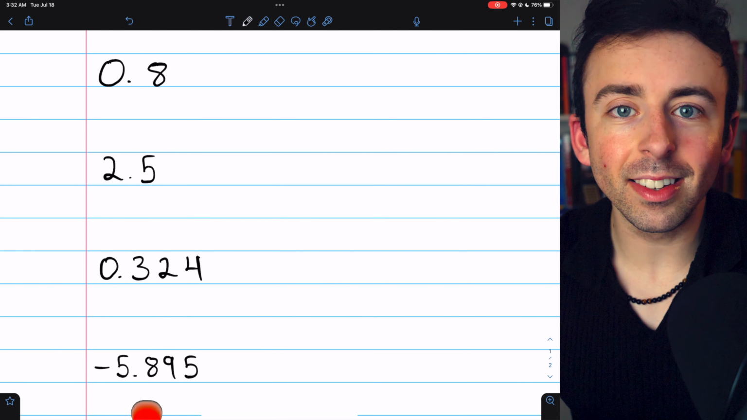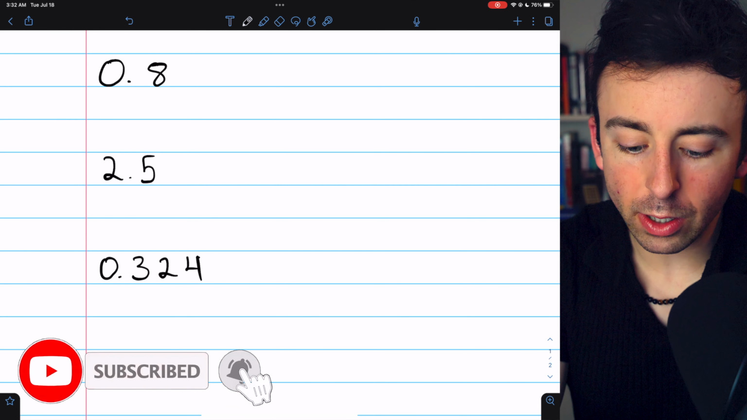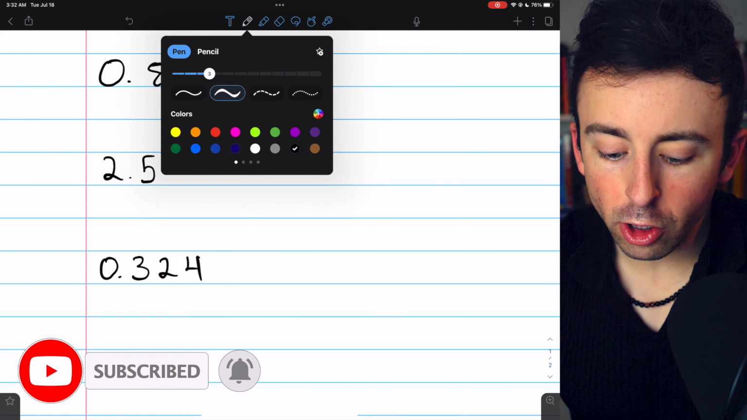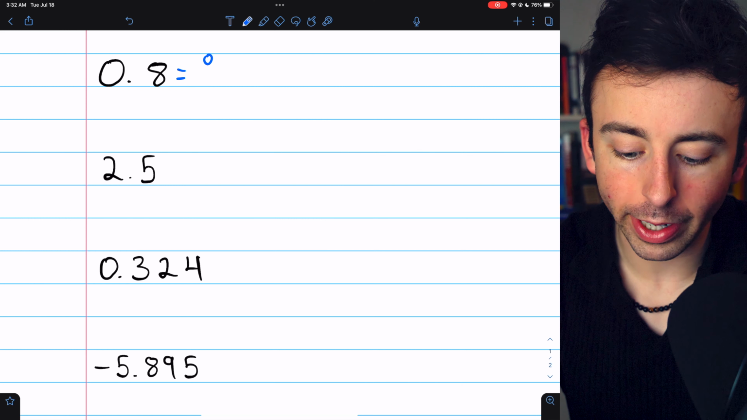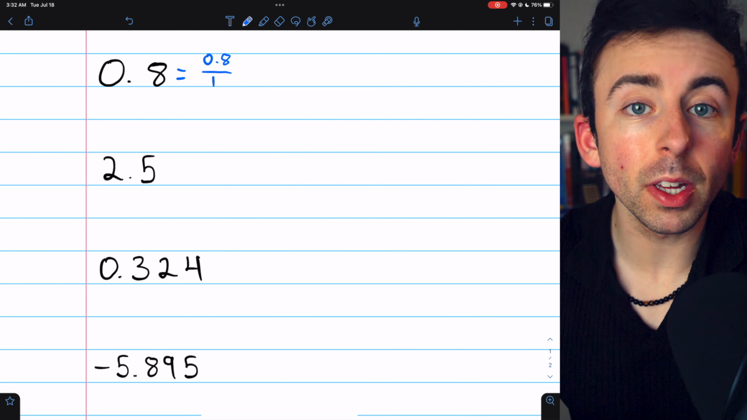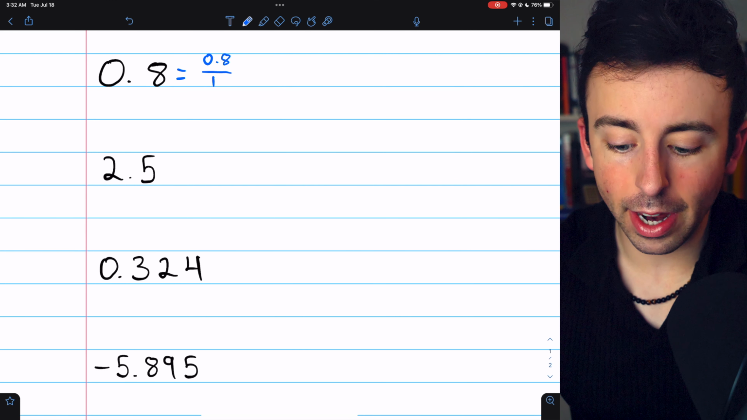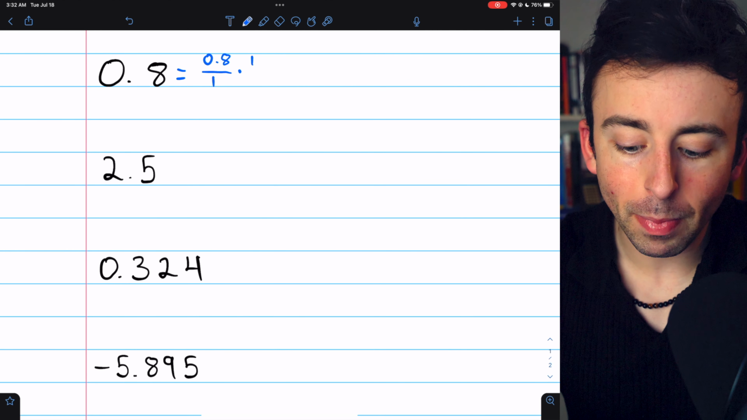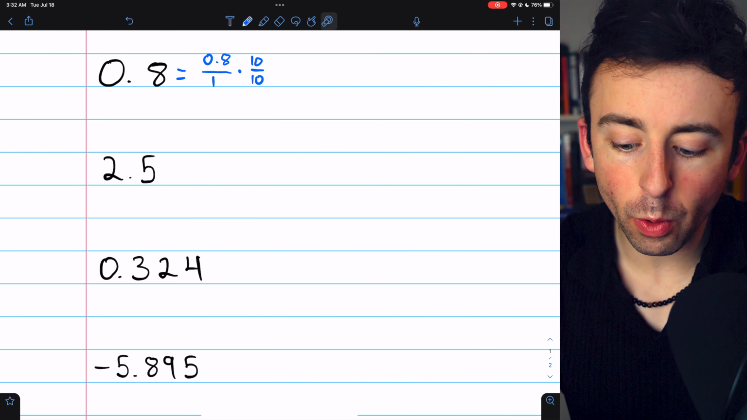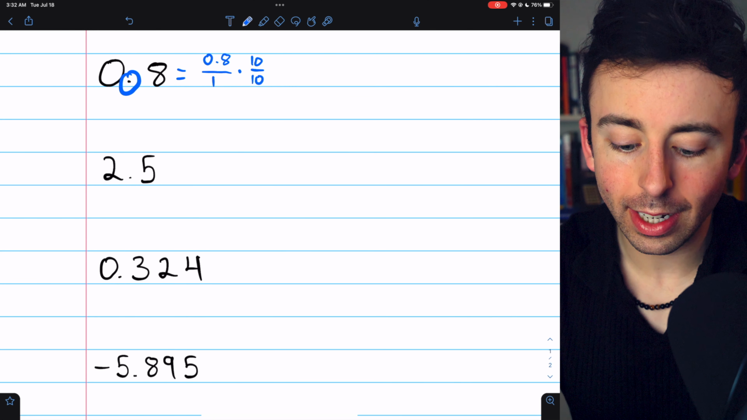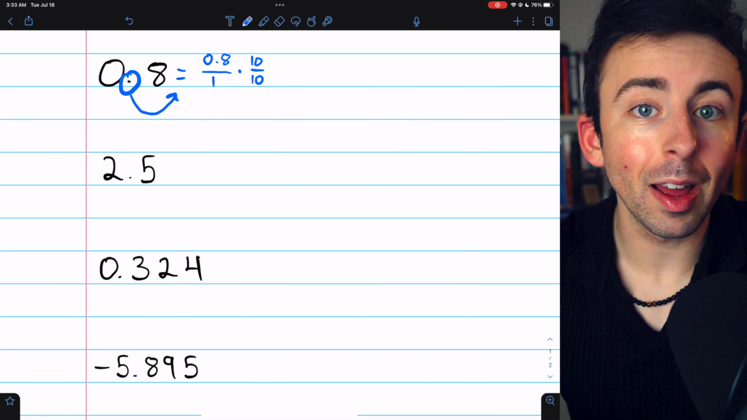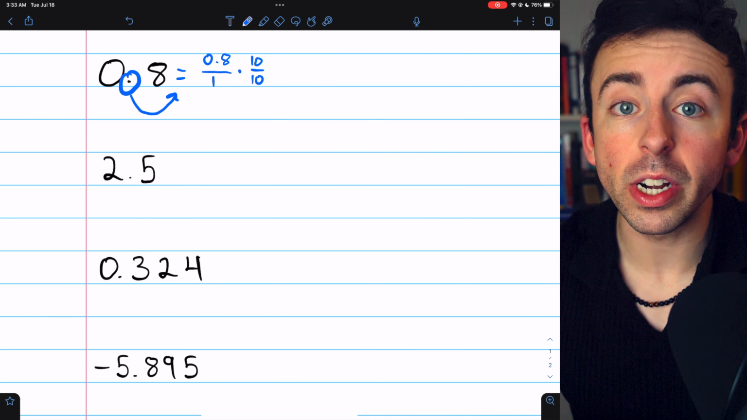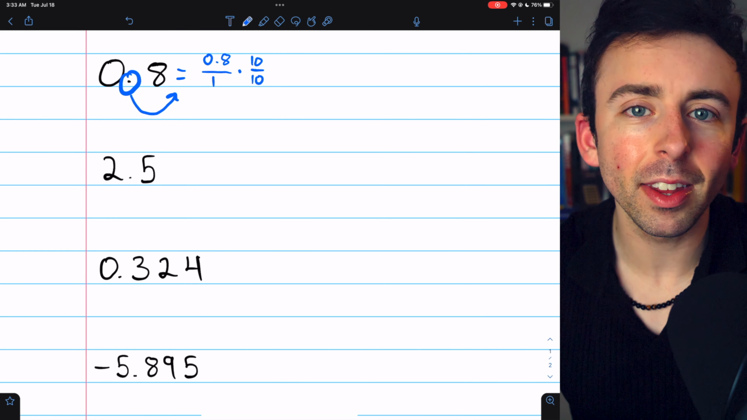Let's write all of these decimals as fractions, beginning with 0.8. A general strategy here is to say that your decimal, in this case 0.8, is the same as 0.8 over 1, because putting something over 1 never changes it. Then we just multiply this fraction by 10 over 10. That way, we'll move the decimal point in 0.8 over to the right one spot, and thus we won't have to worry about it anymore because all of our non-zero digits will be to the left of the decimal point.